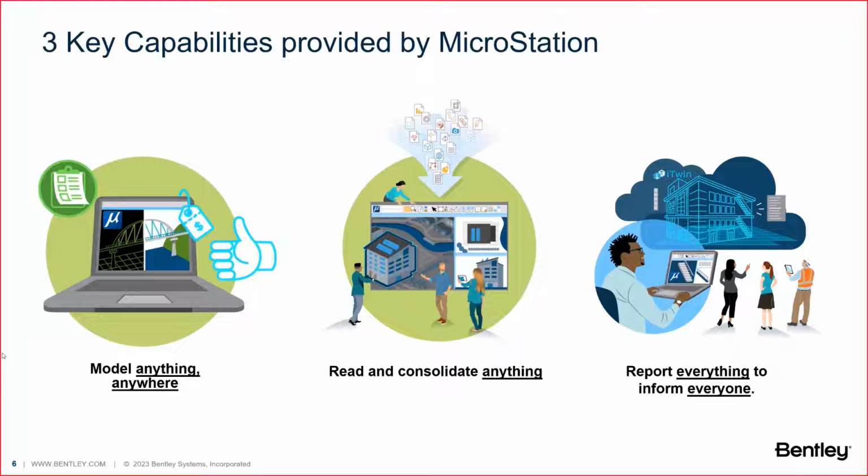And finally, the last capability we want to reinforce here is to report everything to inform everyone. With this aggregated model we created with MicroStation, we can create reports from different data, not only from the data we create with MicroStation. So a report coming from a building site, from a piping site, from a road site, and we are also publishing, creating outputs, and feeding the digital twin with MicroStation. So this is a summary of the three key capabilities provided by MicroStation, and we will check how we are applying these capabilities to several examples of the water industry.